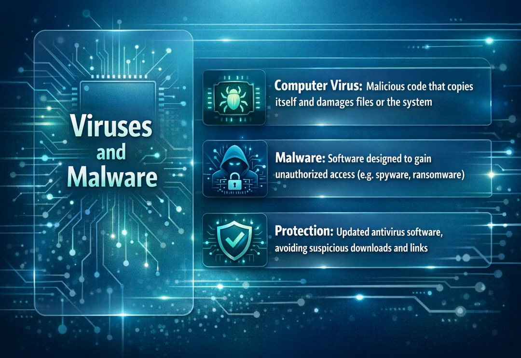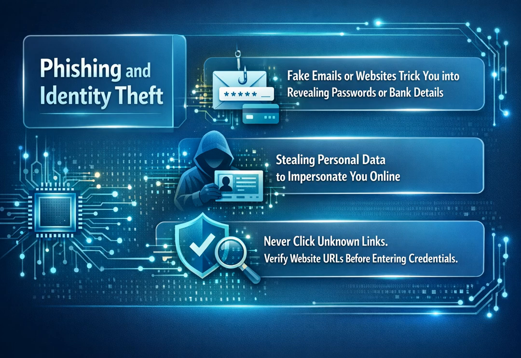Malware is a broader term for any software designed to cause harm or gain unauthorized access, including viruses, spyware, ransomware, and Trojans. Protecting yourself requires up-to-date antivirus software and careful online behavior. Phishing attacks use fake emails or websites designed to look legitimate, tricking users into entering their username, password, or bank details. Identity theft occurs when someone steals your personal information to impersonate you online. Always verify website URLs and never click suspicious links in emails, even if they appear to come from trusted sources.